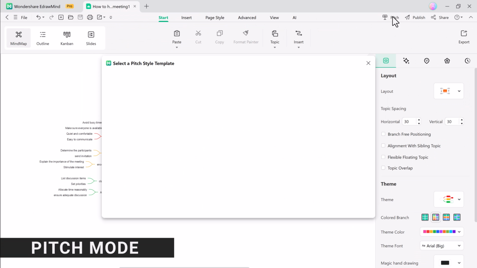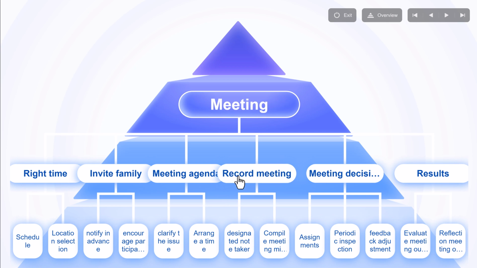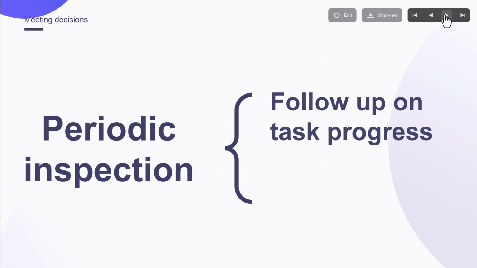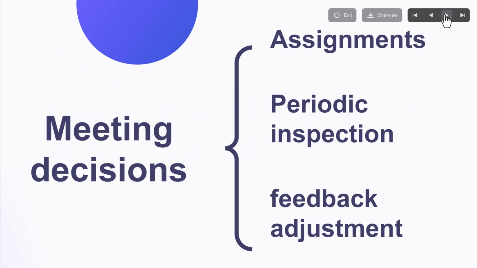Pitch mode. Present your mind maps like a pro with pitch mode. This feature uses the pyramid model, allowing you to locate and jump to specific sections of your mind map quickly. You can display your mind map with smooth animated transitions, making your presentations engaging and easy to follow.